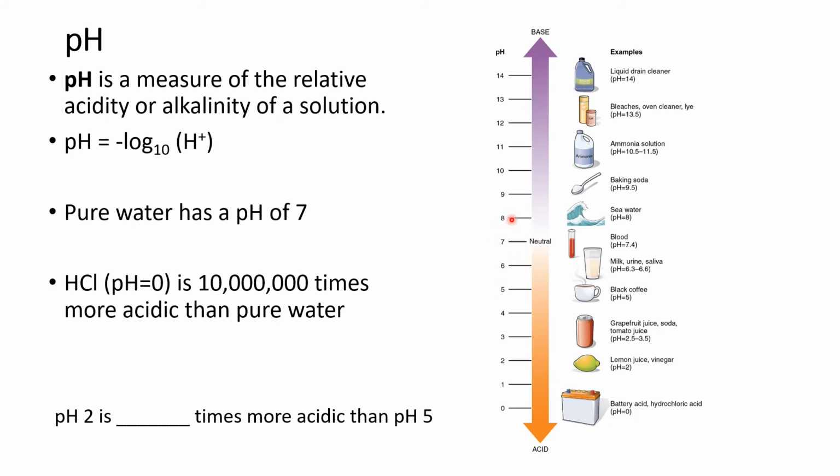If the number is greater than 7, it's basic or alkaline. The higher the number, the more alkaline the solution is. Liquid drain cleaner has a pH of 14. That's as alkaline or basic as we can get. And we see everything else in between. Now something to note here is the more acidic the substance is, the more hydrogen ions there are in the solution. The more basic a substance is, the more hydroxyl ions there are in the solution.